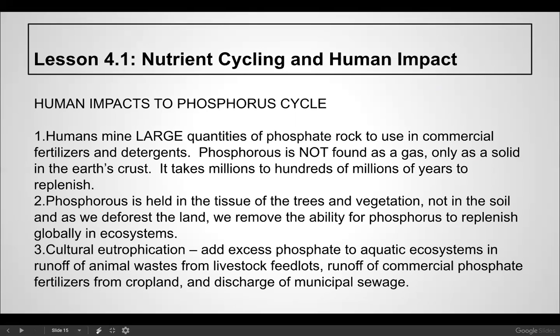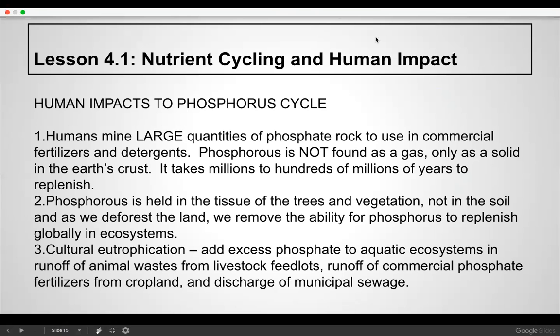Cultural eutrophication. Eutrophication means too many nutrients. Excess phosphate added to aquatic ecosystems in the runoff of animal waste from livestock feedlots, runoff of commercial phosphate fertilizer from cropland, and discharge of municipal sewage are ways in which we are impacting it. And that is it for this lesson.